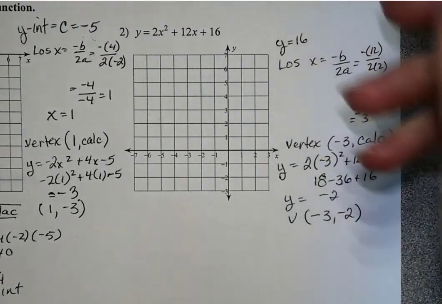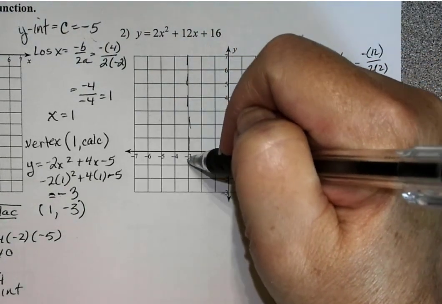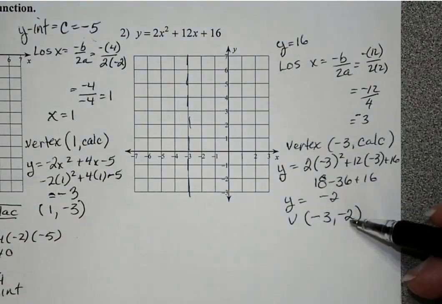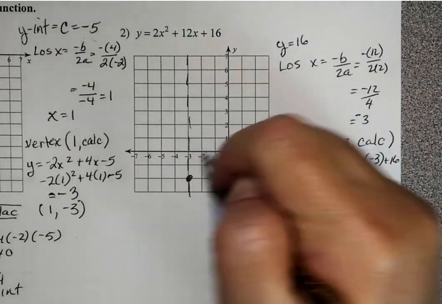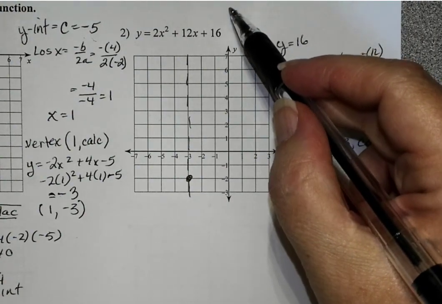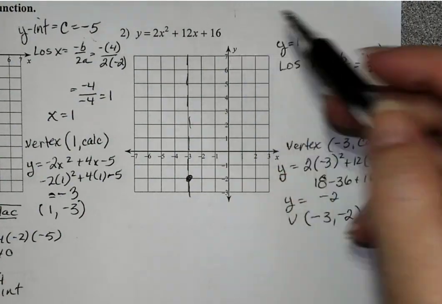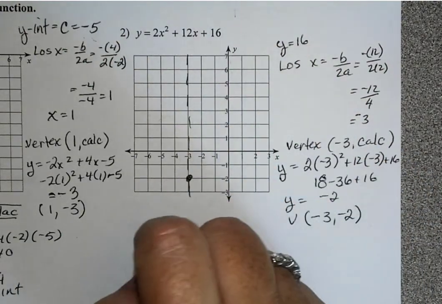Okay, so my line of symmetry was at -3, and my vertex is at -3, comma -2. My y-intercept was at 16. That's way over here, so that's off the graph. I'm not even going to put that on there. And then I still need to see if there are any x-intercepts.